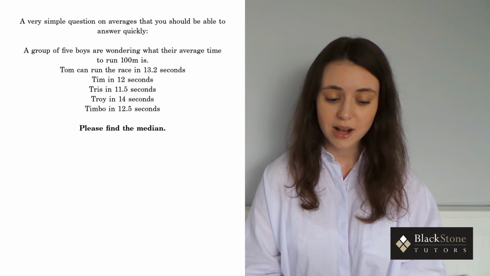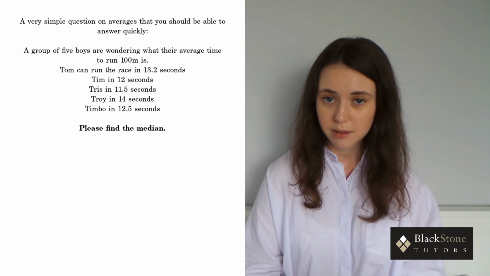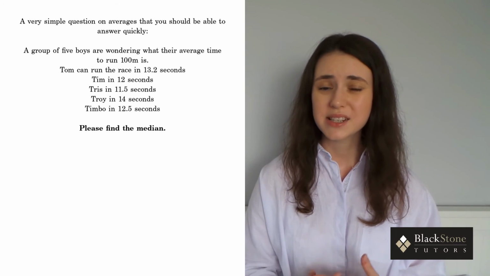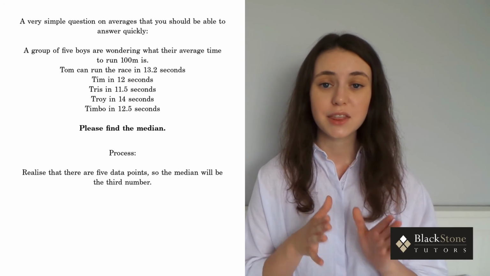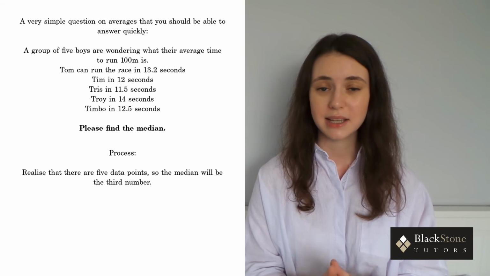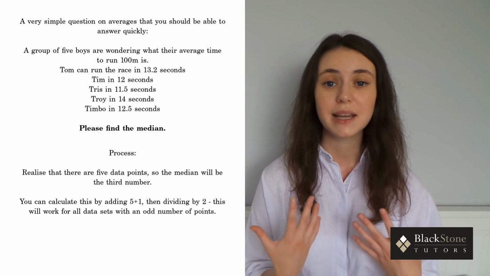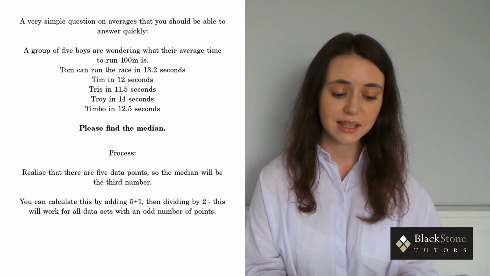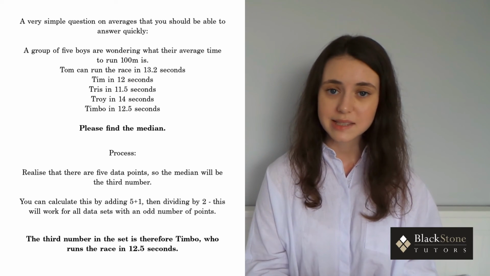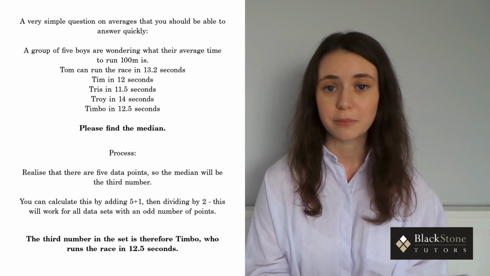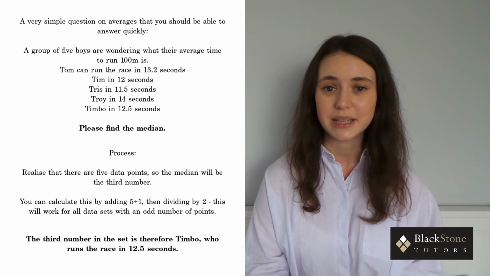Due to their recent interest in the concept of median versus mean, the boys want to know the median time, not the mean. This question requires you to realise that there are 5 data points. So that means that the median is going to be the third value in the set, because as we discussed earlier, 5 plus 1 is 6, and then 6 divided by 2 is 3. So in this case, the third number in the set is Timbo's time. So Timbo runs the race in 12.5 seconds, which means that the median is 12.5. And this type of question should only take you around 20 seconds to complete.